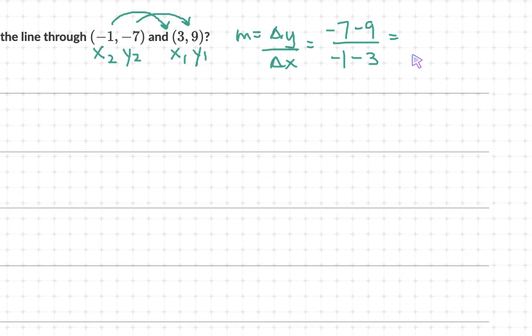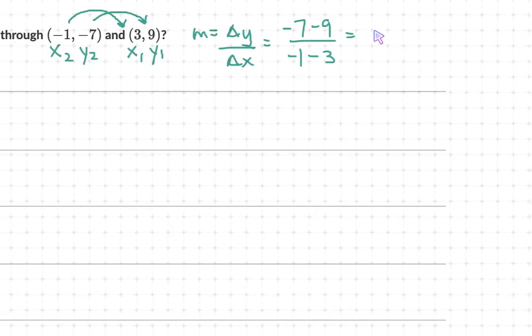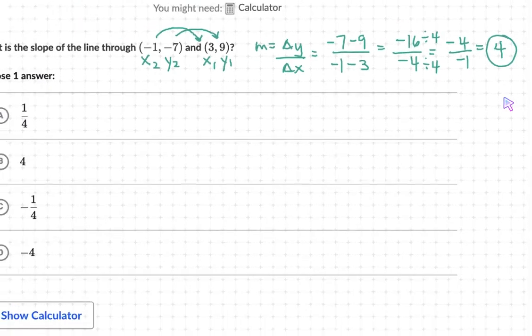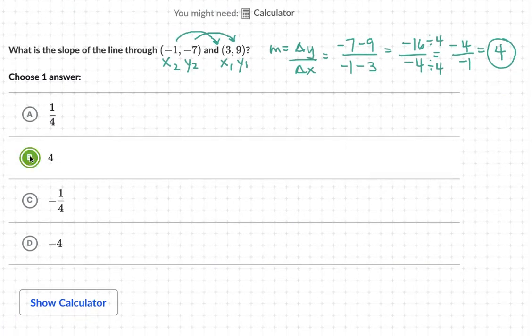So yours can be slightly different as long as you get the same answer. Negative 7 minus 9 is negative 16 because they're both negatives. They just become a bigger or smaller negative. Negative 1 minus 3 is negative 4. I'm going to divide both by 4. So I end up with negative 4 over negative 1. Those negatives cancel out to become positive. So 4 divided by 1 is just a positive 4. So my answer is positive 4.